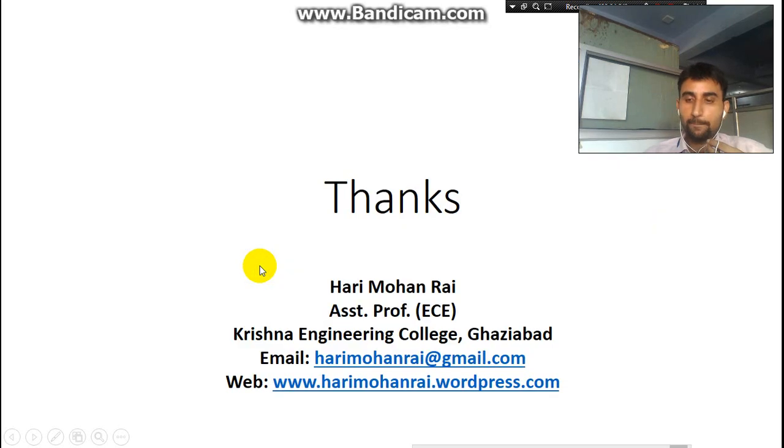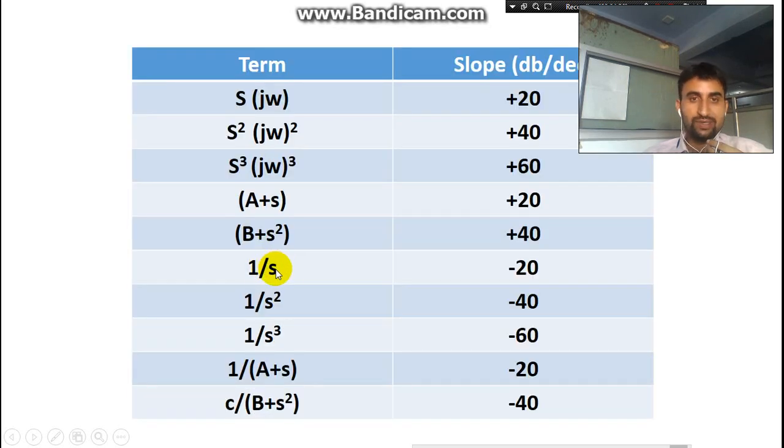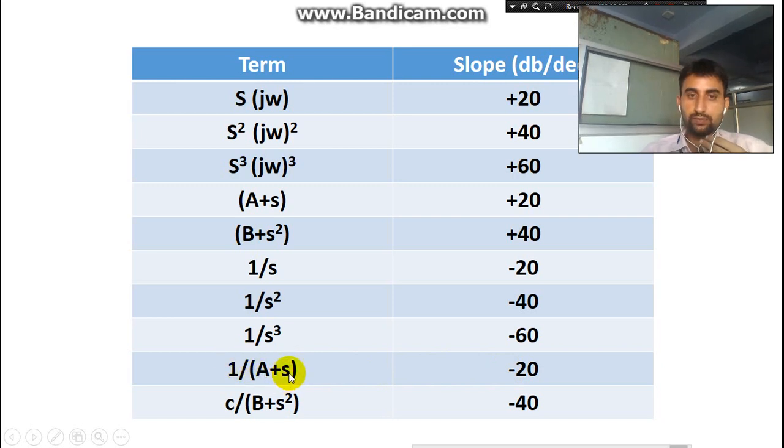And the next one is if the s term is in the denominator, like 1 by s, 1 by s square, 1 by s cube. The one s term will contribute minus 20 dB, two s terms, that means s square, will contribute minus 40 dB per decade, and three s terms will contribute minus 60 dB per decade. In a similar fashion, we don't have to consider any constant terms or any other terms. We have to consider only s terms or j omega terms, because only s terms will contribute slope. So here, because there is 1 divided by a plus s, there is only one s term in the denominator, so it will contribute minus 20 dB of slope.